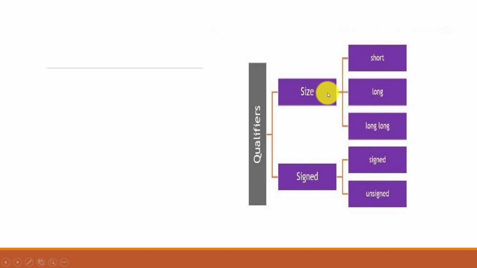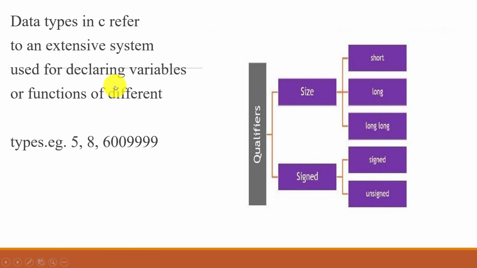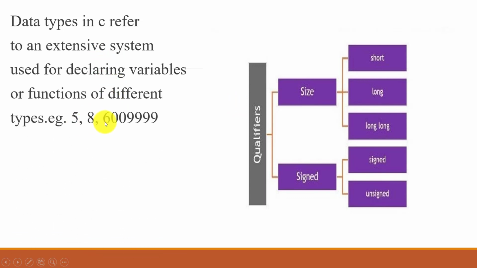So the size can be short, long, or double, and you can store according to the program requirement. Now we know that this is declaring a variable. While we are declaring 5 and 8, these are single numbers, so they may come under short. And 60099, this is a huge number, it might be a long number, stored into the long space.